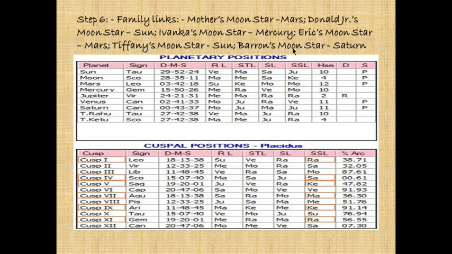Then the fifth descendant, that's Barron. His moon star is Saturn. And the fifth descendant is the first cusp. Here the sub-sublord is Rahu. Rahu must make a link with Saturn. Rahu is in the star of Mars. Saturn is in the star of Jupiter, and Venus is also in the star of Jupiter, and Rahu represents Venus. So Saturn makes a link with Rahu because Rahu represents Venus, and Saturn and Venus are both in the same star of Jupiter. So family links also get established.